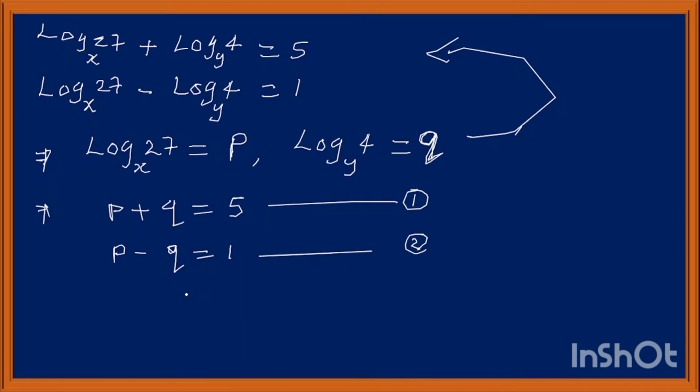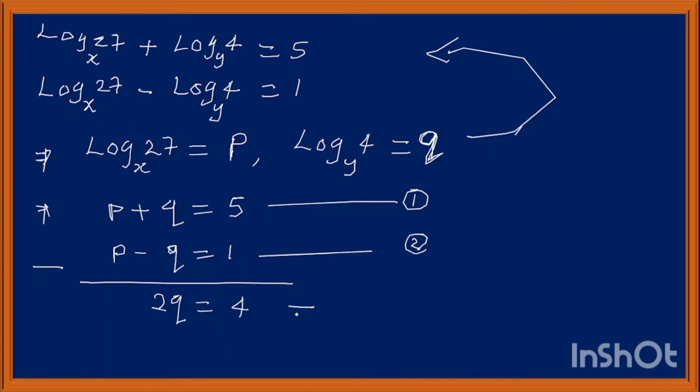So let us just do this. But you have to learn simultaneous equations. So let's use the elimination method. I'm going to subtract equation 1 from equation 2. If I do that, p minus p is 0, then q minus q is 2q, is equal to 5 minus 1, which is 4.